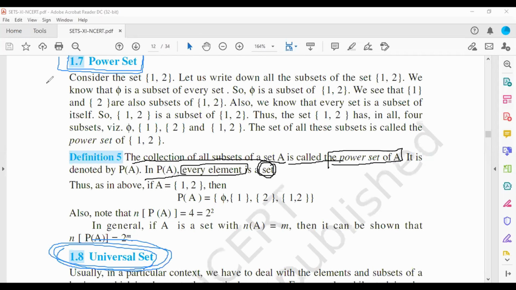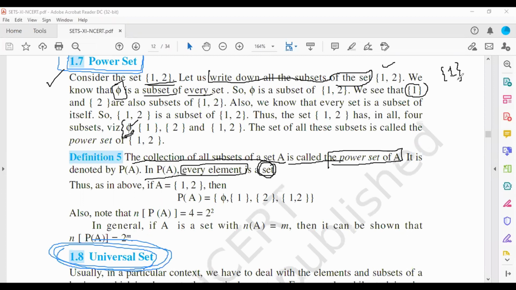Consider the set {1, 2}. Write down all the subsets of the set {1, 2}. How can we do that? We know the empty set is also a subset of every set. So the first thing is to produce the empty set. First thing done. Then the element 1 can be converted into a set. Element 1 can be converted into a set.